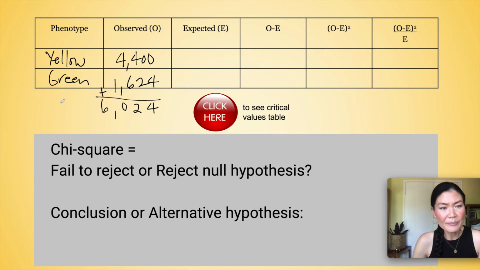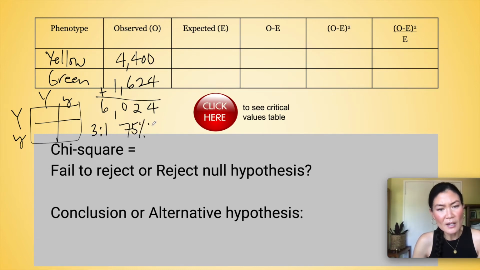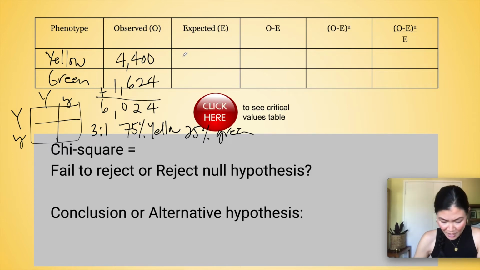I guess I forgot to do the Punnett square. It tells you in the problem that they're heterozygous. So you should see this 3-to-1 ratio, yellow to green, or 75% yellow to 25% green. So if the total number of plants is 6,024, what's 75% of that? That would be the expected value, and I already did the numbers. The expected 75% of 6,024 is 4,518. That's our expected.